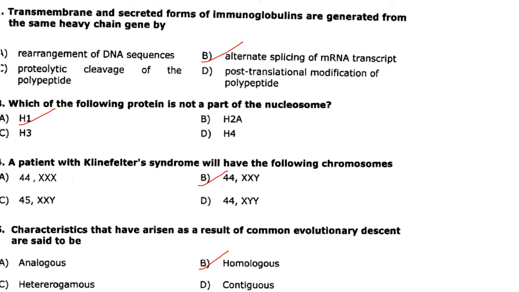Which of the following proteins is not part of the nucleosome? H1 is not a part of the nucleosome. It is a linker protein. Then a patient with Klinefelter syndrome will have the following chromosomes. So it will be XXY and 44 autosomes. So answer is option B. Characteristics that have arisen as a result of common evolutionary descent are said to be... So they have derived from a common ancestor. They are homologs. So answer is option B.